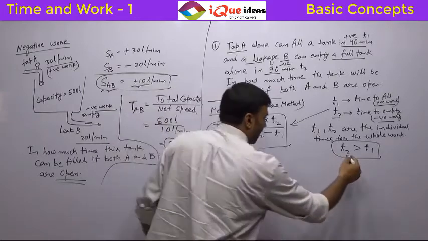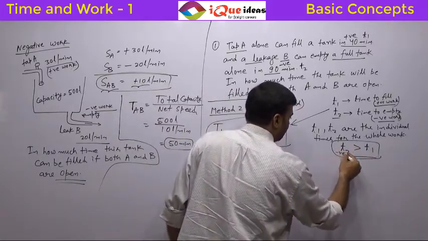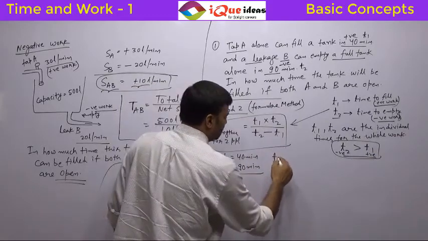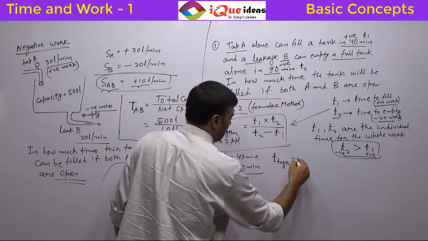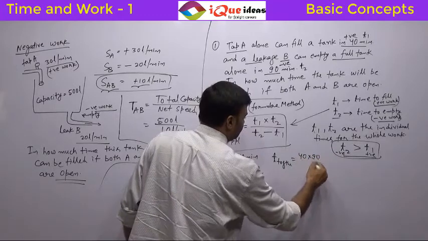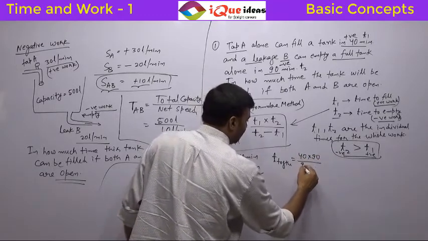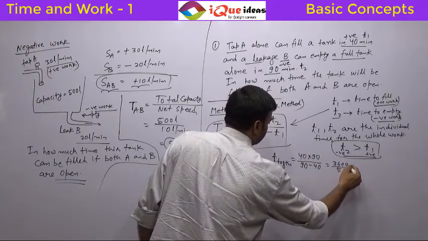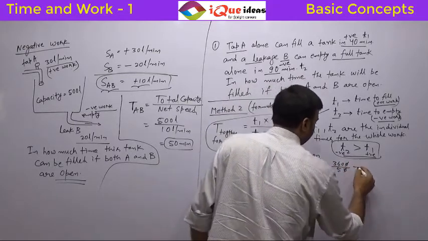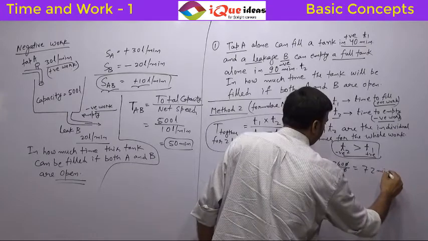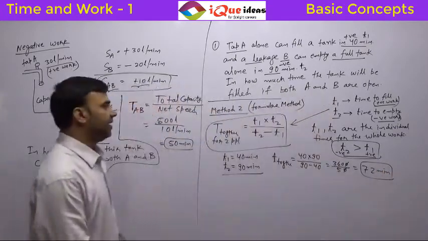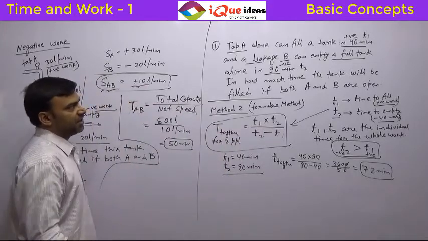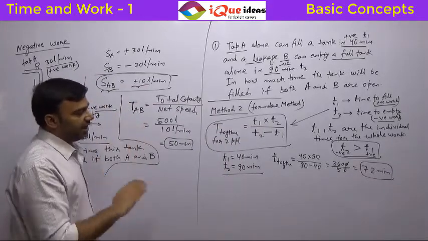Right? So T2 has to be more than T1. T2 is the negative worker, T1 is the positive worker. So in this case, the time together will be straight away equal to 40 into 90 divided by 90 minus 40. So it is 3600 divided by 50, 360 by 5, which is 72 minutes. So this was one very beautiful question and directly based on the formula T1 into T2 upon T2 minus T1, because there is one positive worker and there is one negative worker.